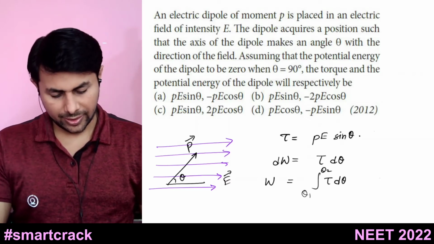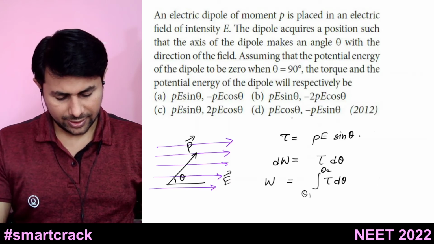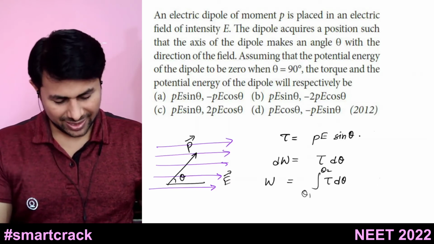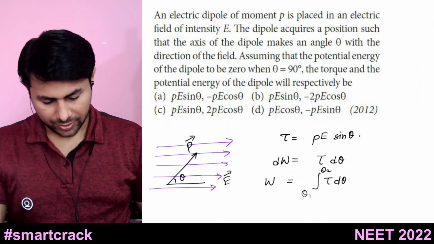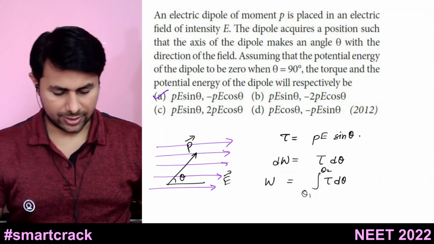So let's check the options. So minus Pe sine theta and Pe cos theta... sorry, it should be Pe sine theta, because torque is first and potential energy is second. So option A is the answer.